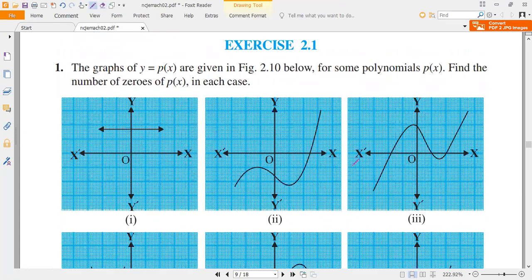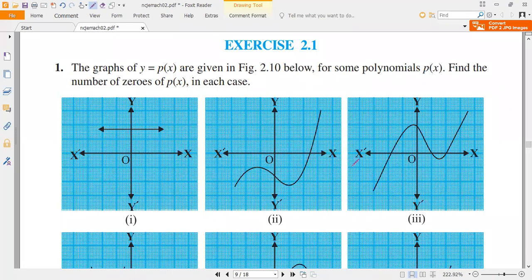Read the question. The graphs of y equal to p of x are given in the figure for some polynomials p of x. Find the number of zeros of p of x in each case. Here we have to find the number of zeros. How to find the number of zeros? The number of times the graph touches the x-axis.